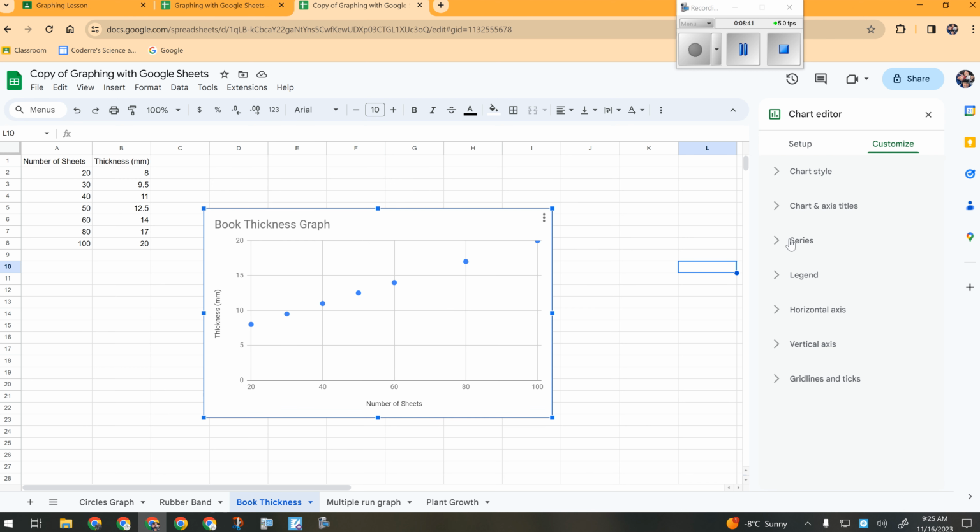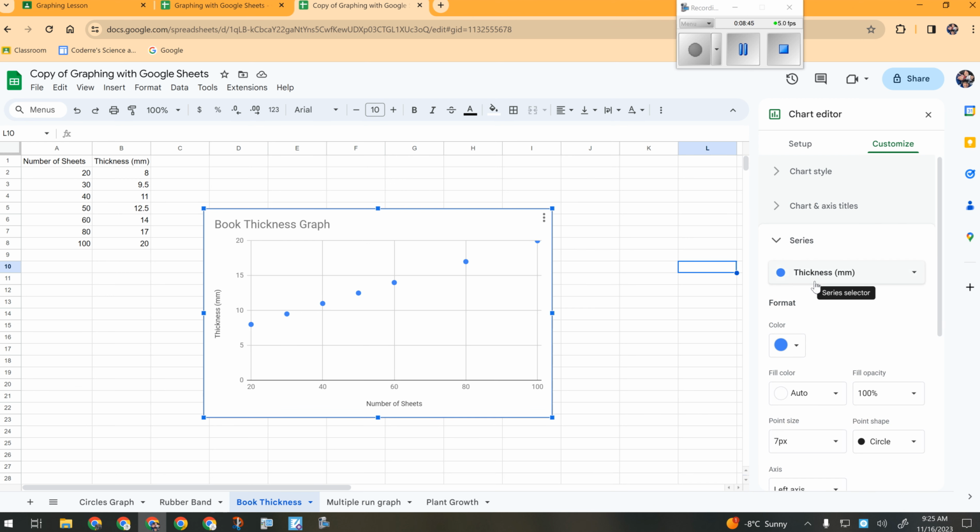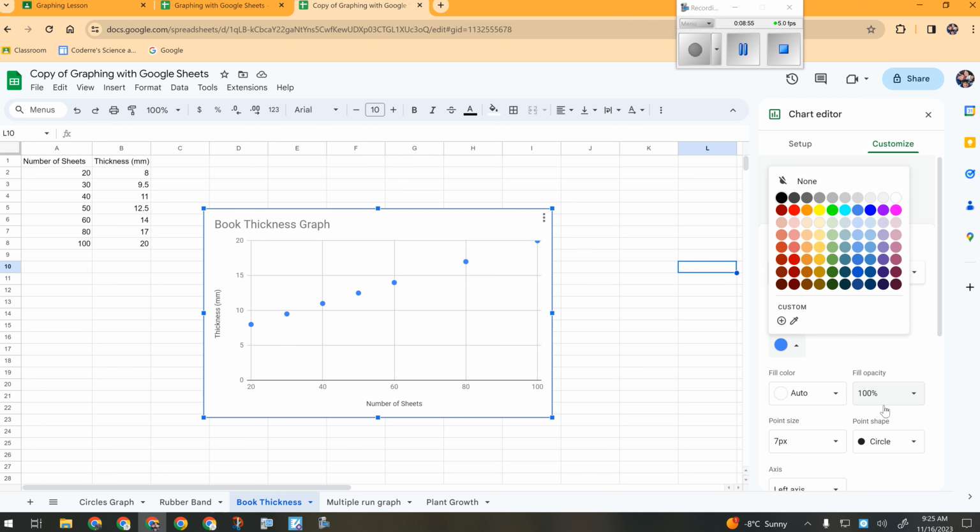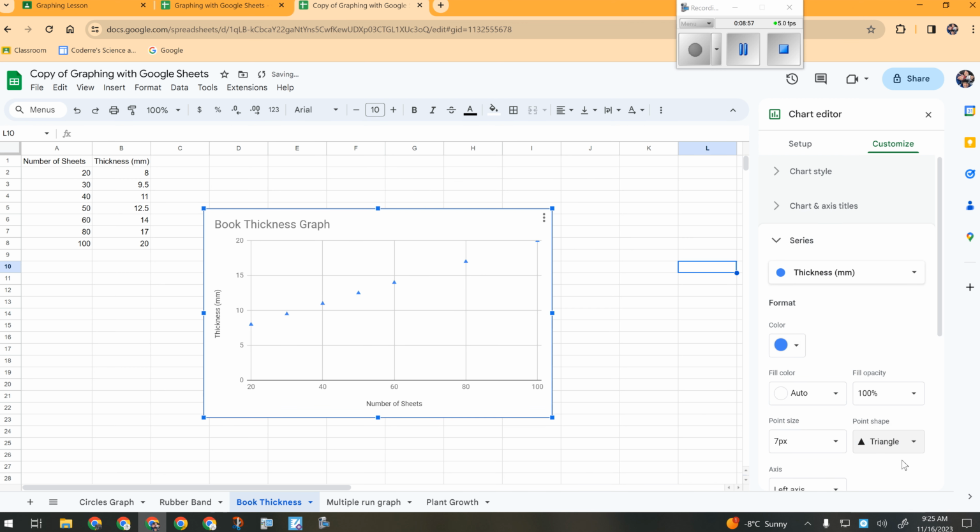The next thing I want to go to is series. Okay, so I'm just going to click the drop down there. Okay, I only have one series, it's thickness. Okay, I can change lots of things about this if I want to. I can change the color of my points. Pick any color I want. I can change the shape of my points. I can make them triangles. I can make them bigger or smaller. I like them small. Okay, totally up to you. Okay. Maybe for the triangles they're not as bad, so maybe 7's not bad for the triangles.